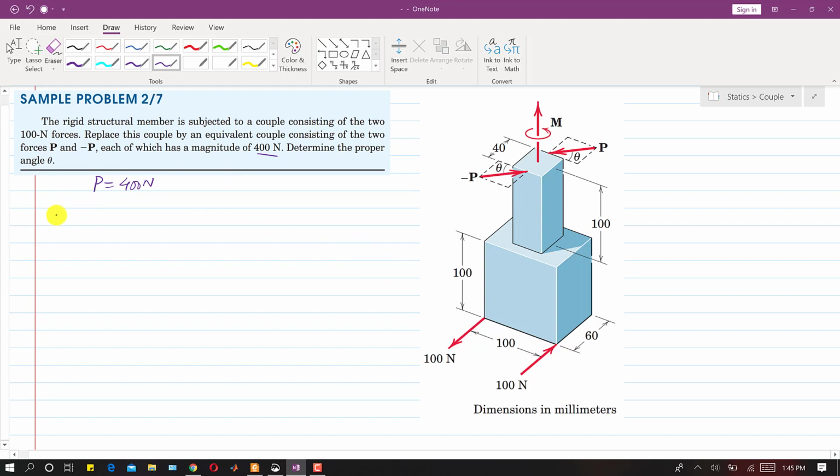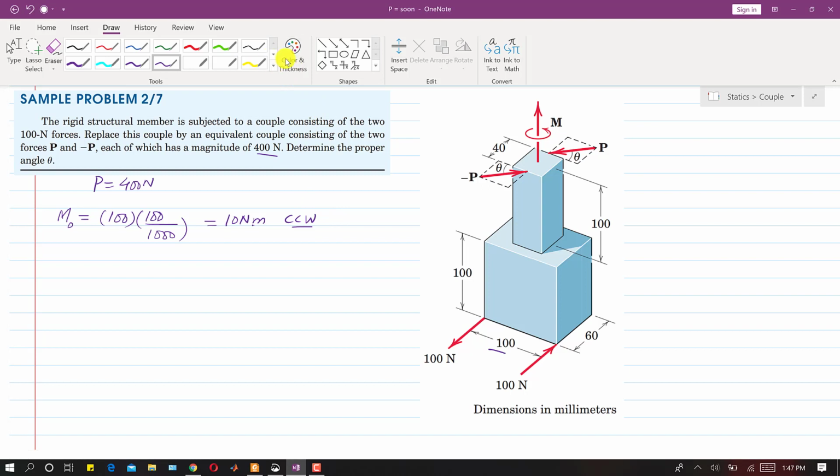So the original couple. Let's suppose I write the original couple moment as M original. It will be 100 multiplied by the perpendicular distance between the two. This distance is given in millimeters, so we write 100 divided by 1000. So what we will get is 10 Newton meters. And what is the direction of this? If we see, this is a counterclockwise couple, and the magnitude is 10 Newton meter.